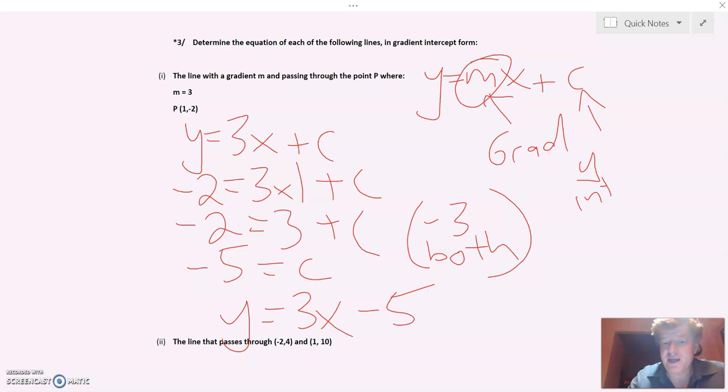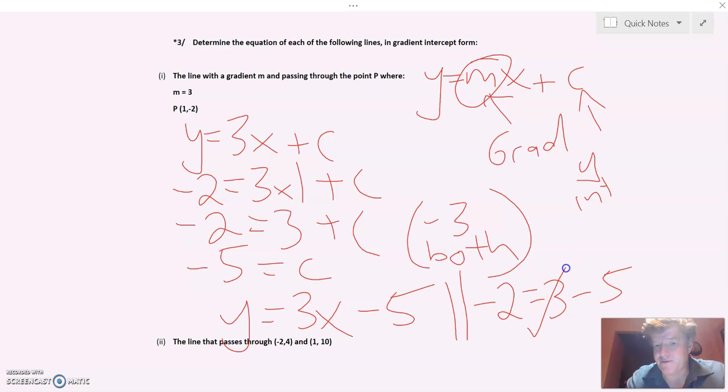And if we wanted to check that, we could pop in our points that we know sit on the line and say, okay, does negative 2 equal 3 times 1, which is 3, minus 5? 3 minus 5 is negative 2. Negative 2 equals negative 2. So our check suggests that we are spot on there.